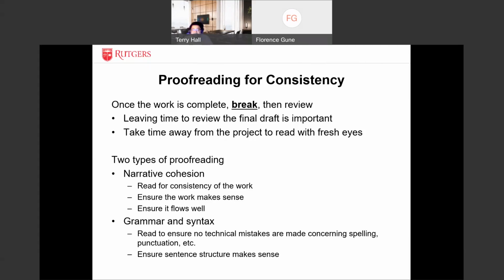There's two types of proofreading you can do while you're looking over your work in its final form. When you're proofreading for narrative cohesion, you are reading for consistency, making sure that everything in the work makes sense, and that there are no strange contradictions or strange issues with the way things were presented. Oftentimes, when moving things around in the editing process, narrative cohesion may suffer a bit. So that's why you give it a final read-through, just to ensure that it flows well.